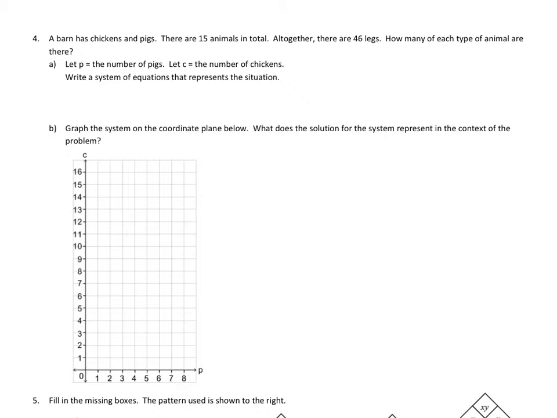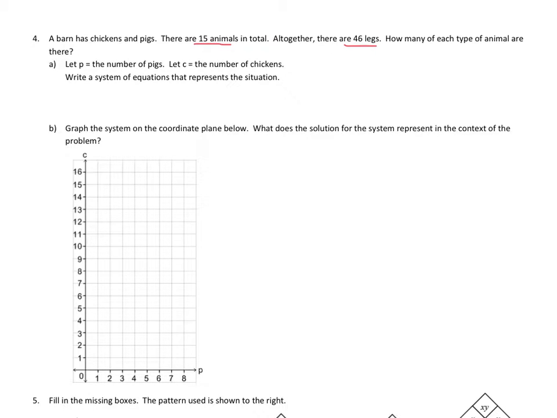All right. Number 4 says a barn has chickens and pigs. What barn doesn't? There are 15 animals in total, and altogether there are 46 legs. How many of each type of animal are there? So important figures are 15 animals and 46 legs. A says let P be the number of pigs and let C equal the number of chickens, and then write the systems of equations that represents the situation.